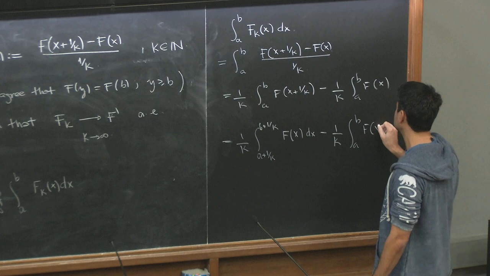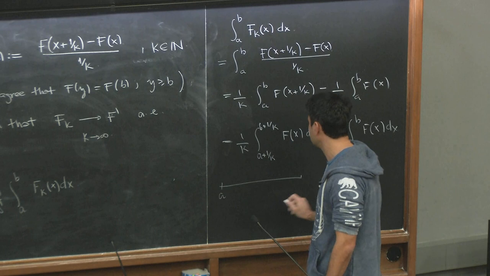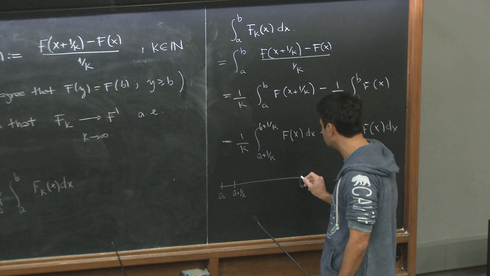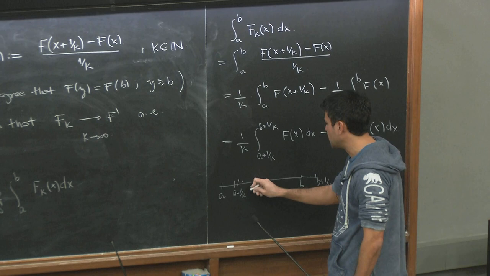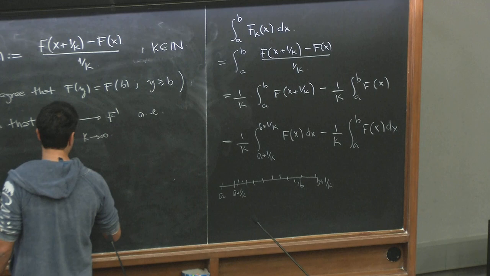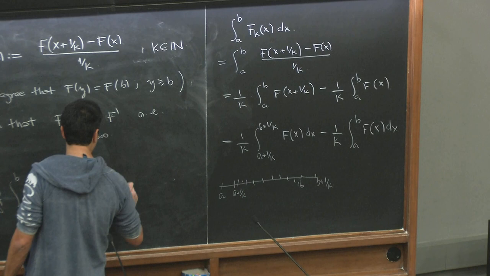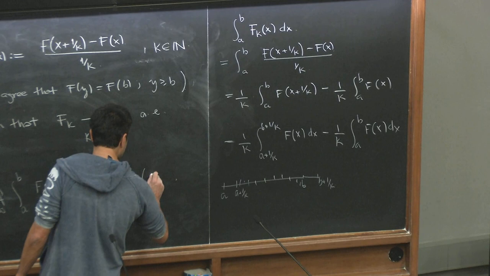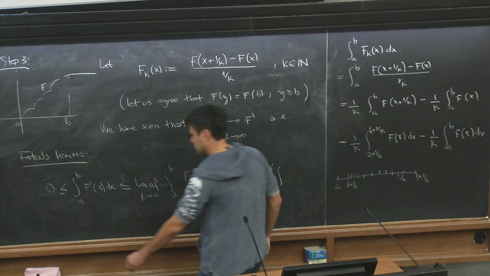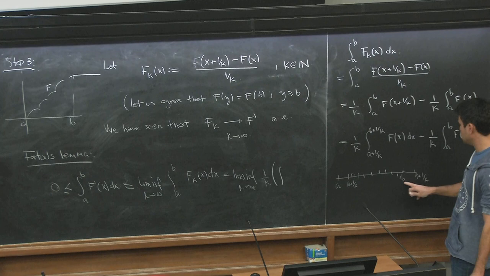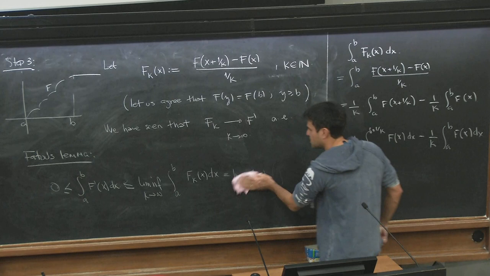Okay. Now you see there is a huge cancellation going on here, because one integral goes from a to b, and the other integral goes from a plus 1 over k, which is very small, to b plus 1 over k. So all the piece in between cancels out, and you're just left with the limit as k goes to infinity of 1 over k times the integral from a to a plus 1 over k, and the one from b to b plus 1 over k. So you have a huge cancellation.